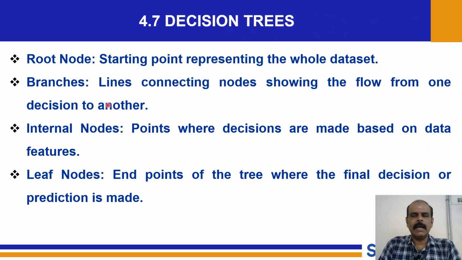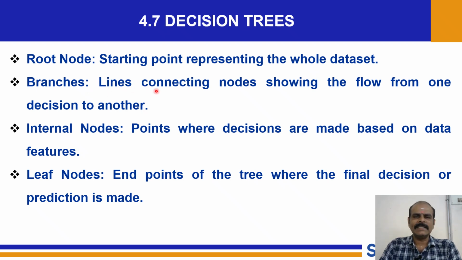So we'll see the basic terminologies involved. Root node: the starting point representing the whole data. The root is the one which acts as a single point of contact for the entire structure of the tree to the ground, with respect to the soil. That is the one which acts as a connecting member. Therefore, the root node is the starting point representing the whole data. So that is the data set. That's where the entire problem starts.